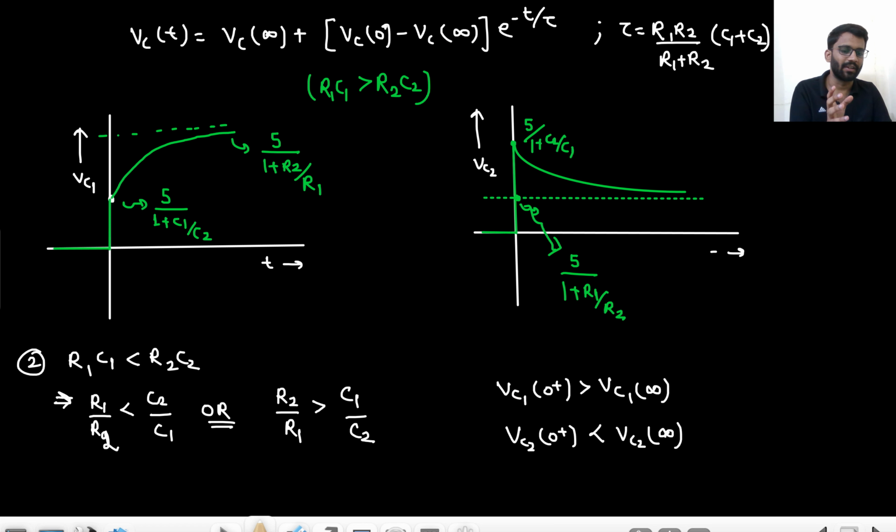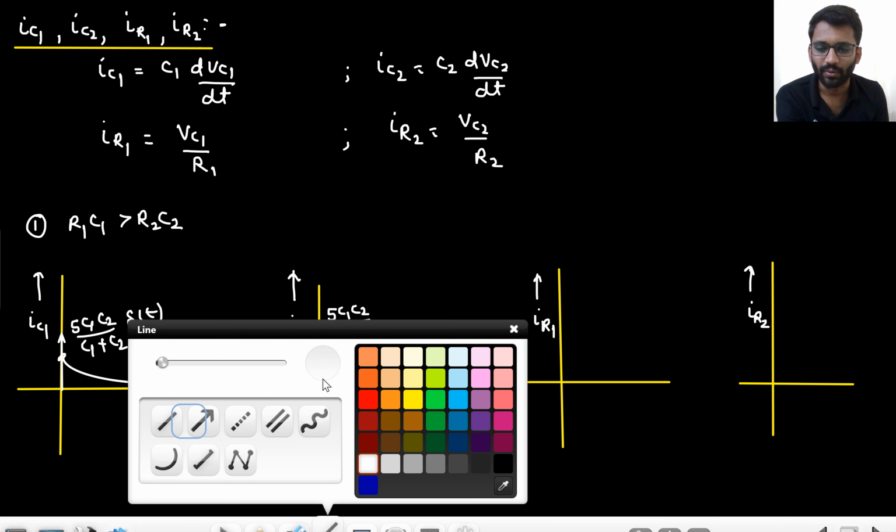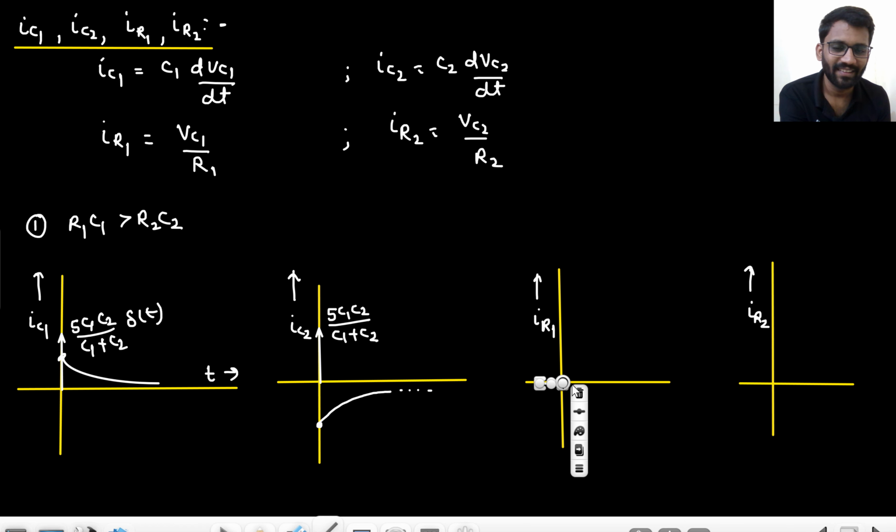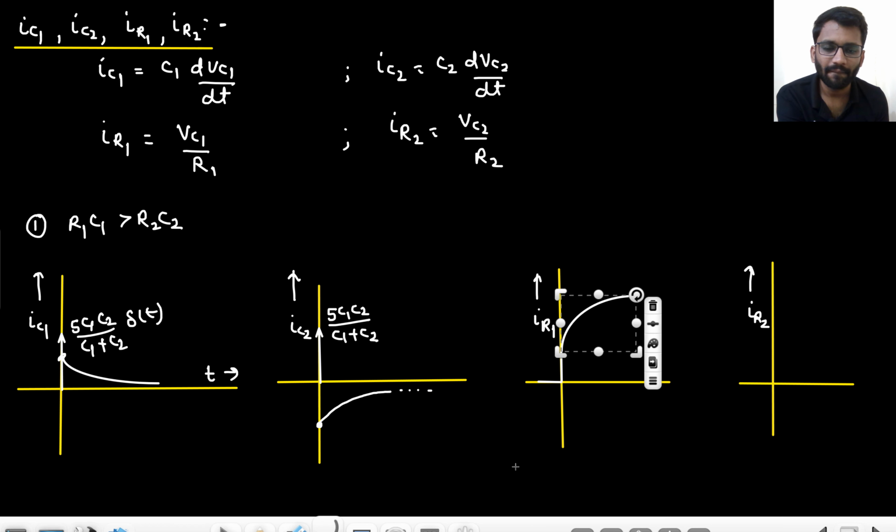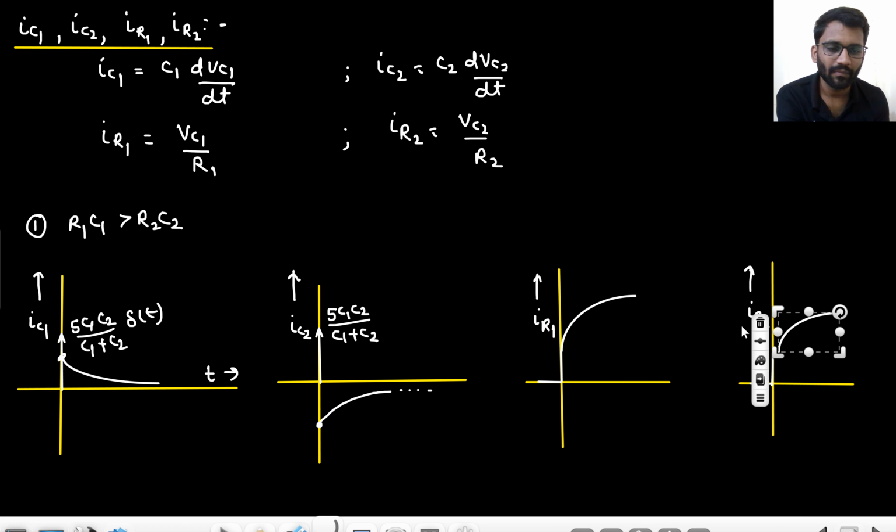So do I need to make it? I don't think I need to make it. Okay, I will make it, because if I don't, it won't look good. So IR1 is actually rising like this. No, IR2 doesn't go like this. IR2 goes like this, not to 0 but to some particular value.